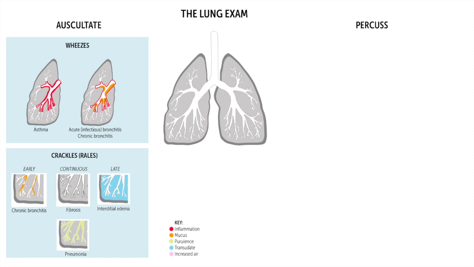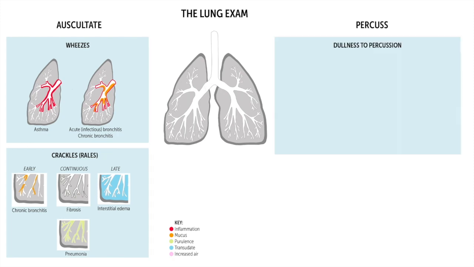Then over to percussion. Beyond just normal percussion, you can either have increased percussion or hyperresonance, or dullness to percussion. Dullness to percussion represents an increased density in the thoracic cavity. This increased density can be either in the airspace, so some sort of increased density filling the normal air. It can be in the parenchyma, or it can be in the pleural space, the potential space.